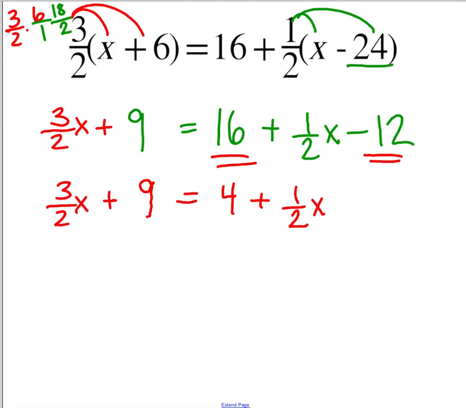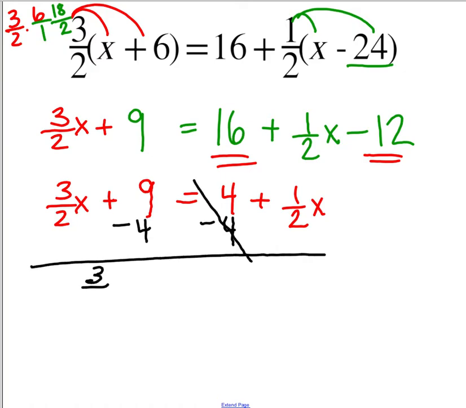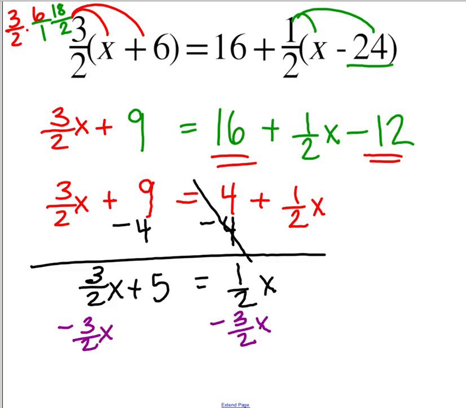Let's move the constants first in this one. Let's get rid of the smaller constant and subtract 4 on both sides. So I'm left with 3/2 x plus 5 is equal to 1/2 x. Now let's get the variables on both sides. So let's move this one by doing the inverse. Let's subtract 3/2 x, subtract 3/2 x.